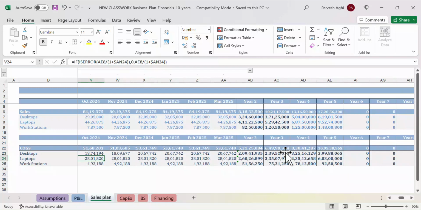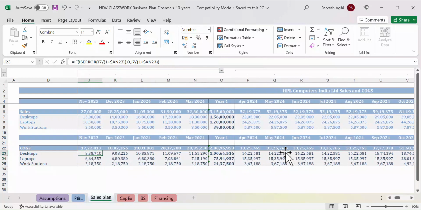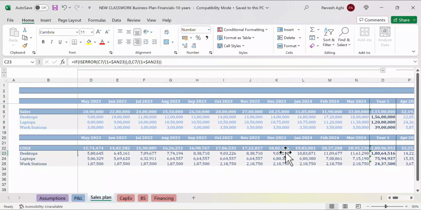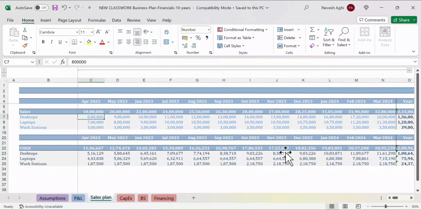This figure that is coming here, the cost of goods sold, will come automatically. Okay. This figure I have not done. All the figures which are in blue, I have put in myself. These figures I have put myself. All the figures which are coming in black are done by the template itself. Okay?